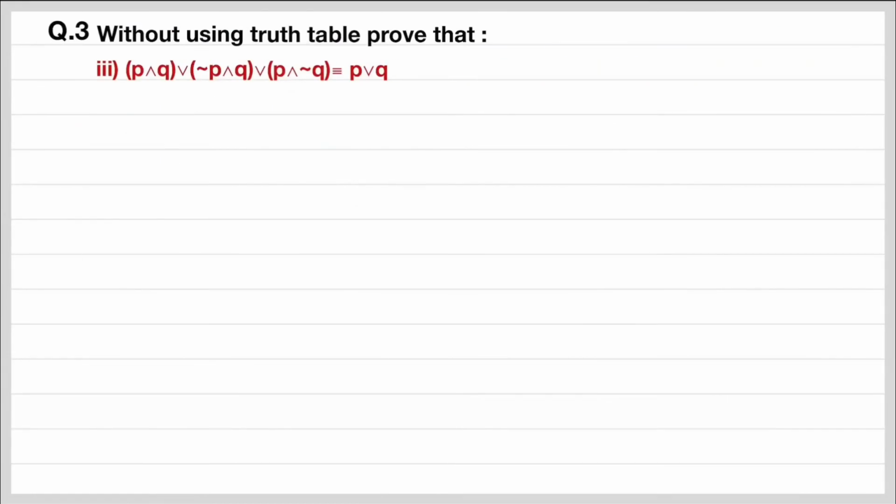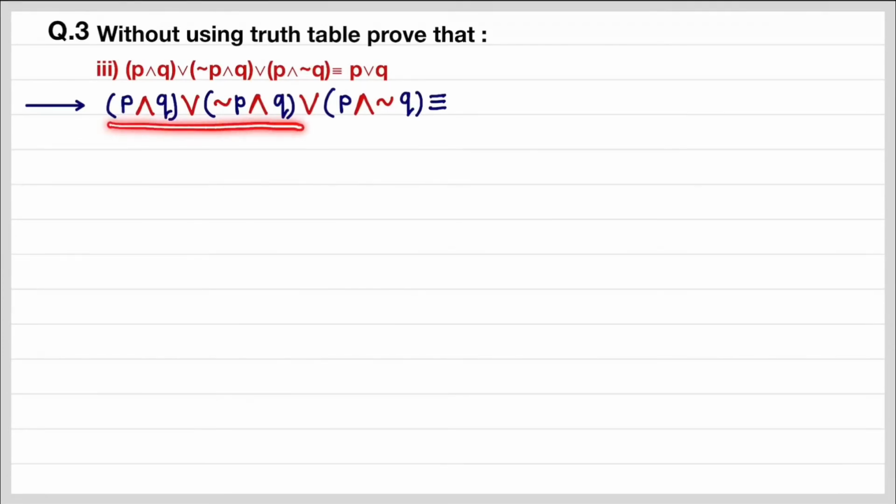Last example, third example: P and Q or negation of P and Q or P and negation of Q is equivalent to P or Q. As we have done in the last example, here also we have to use distributive law. Observe the first two brackets. The second statement of the first two brackets is the same. Also the logical connective used in the two brackets is the same. And the logical connective used between the brackets is different.